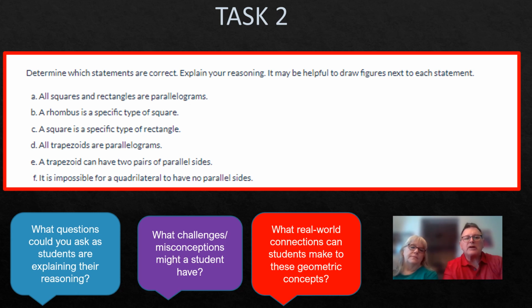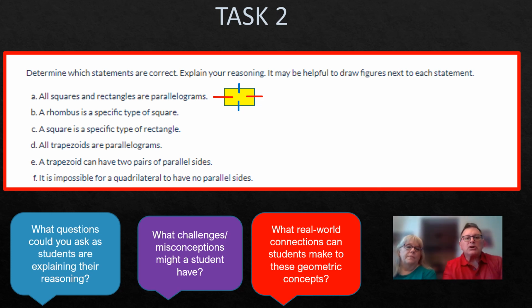All squares and rectangles are parallelograms. So there, Daryl, I see a rectangle you've drawn that has 2 pairs of parallel sides, which is the definition of a parallelogram. So that means that statement is correct, or true. Yes. All right, I can't think of a rectangle or square that wouldn't be a parallelogram.